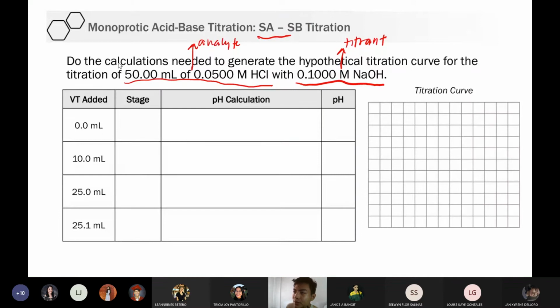Okay. So sabi dito, ito yung analyte natin, 50 ml of 0.05 molar HCl. Ito yung nasa Erlenmeyer flask, okay? Then yung nasa burette, yung sodium hydroxide natin, yung 0.1 molar sodium hydroxide. Then, ang sabi dito sa problem, ano daw yung pH when I add 0 ml of the titrant, 10 ml of the titrant, 25 ml of the titrant, and 25.1 ml of the titrant. Ano daw yung pH ng solution pag inadd ko ito sa analyte?